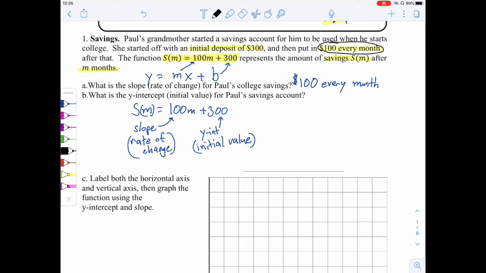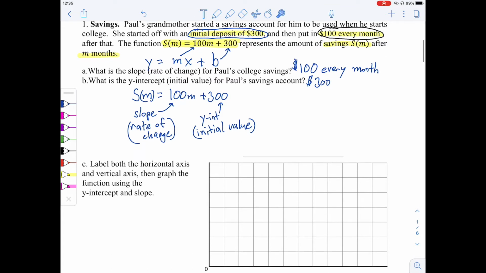Our initial value, our y-intercept, is 300. So $300 is our initial value, which is also our y-intercept, and it also gives us here initial deposit 300. So in the word problem, it told you what it started with. So it started with your initial value 300. That's why your y-intercept is 300, and it tells you what your rate of change is, $100 every month, and that's why your slope is 100, and that's how we got our equation.